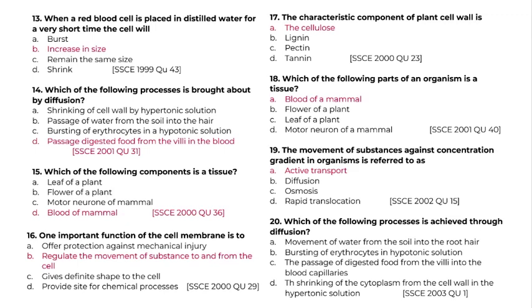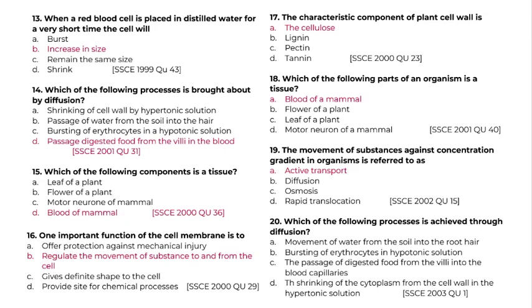Question number 20. Which of the following processes is achieved through diffusion? A. Movement of water from the soil into the root hairs. B. Bursting of erythrocytes in hypertonic solution. C. The passage of digested food from the villi into the blood capillaries. And D. The shrinking of the cytoplasm from the cell wall in the hypertonic solution.